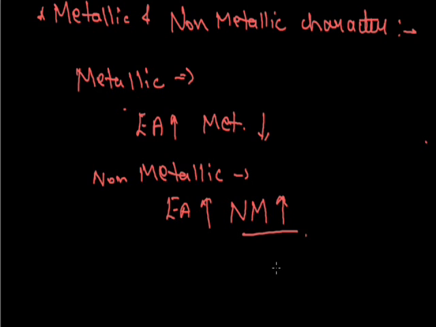For example, sodium is electropositive, it's a metal, and it has less electron affinity. In the case of halogens, like F and Cl, they are non-metals and they have high electron affinity. They have a tendency to accept the electron, so they have non-metallic character.